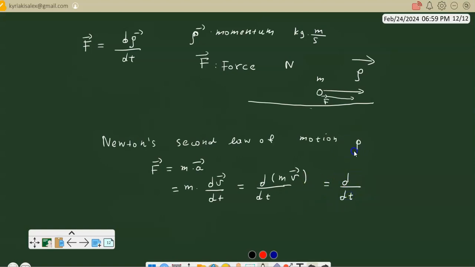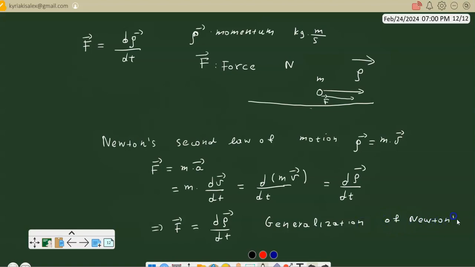But we know that the momentum is the product of the mass times the velocity. So what we obtain is that F is the rate of change of the momentum with respect to time. So this is a generalization of Newton's second law of motion.